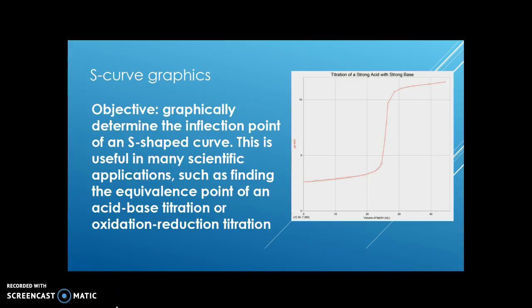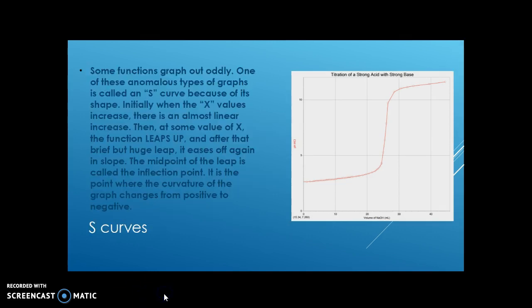This is a discussion of analyzing S-curve graphics. We're going to graphically determine the inflection point of an S-shaped curve. This is useful in many scientific applications, such as finding the equivalence point of an acid-base titration or of an oxidation-reduction titration. We will be using the results of an acid-base titration for our discussion.